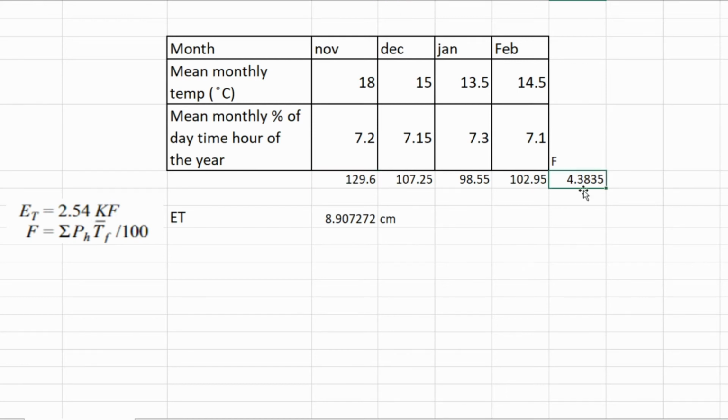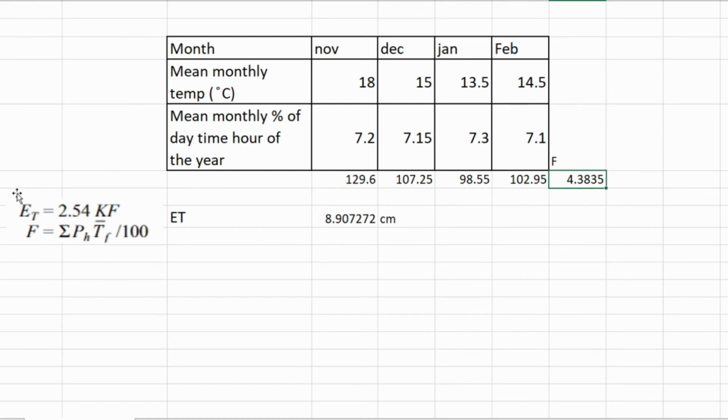In this equation over here, I have calculated the value of f. F is calculated by taking the sum of this and dividing it by 100. From this I calculated how much is the f value which is consumed for these 4 months, which is 4.3835. So this is the value I get, and it represents the f value.